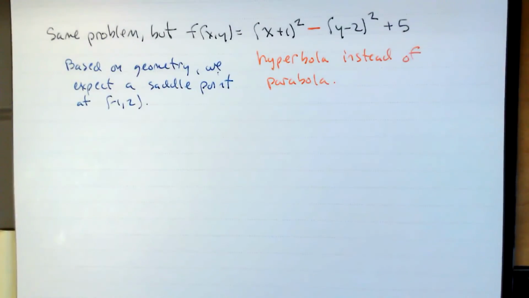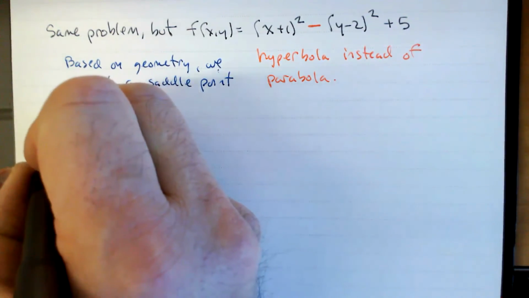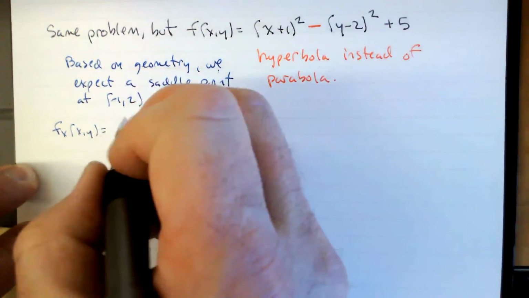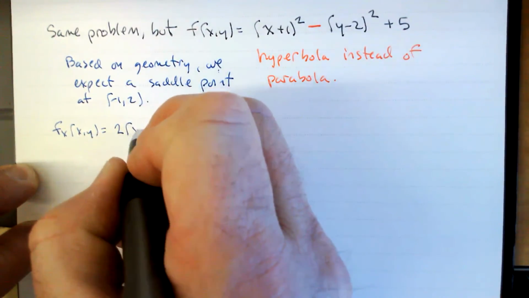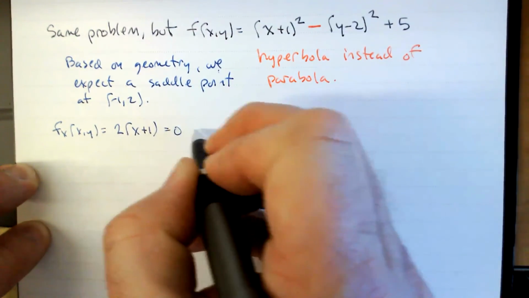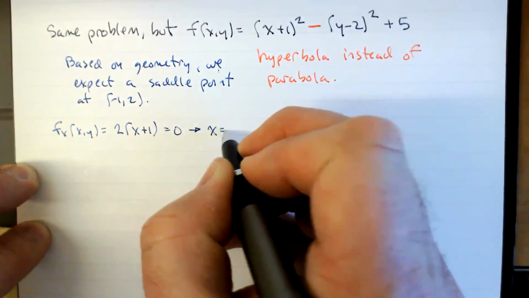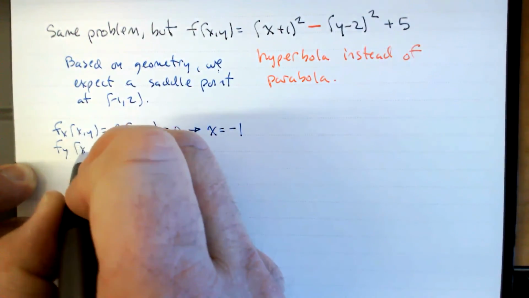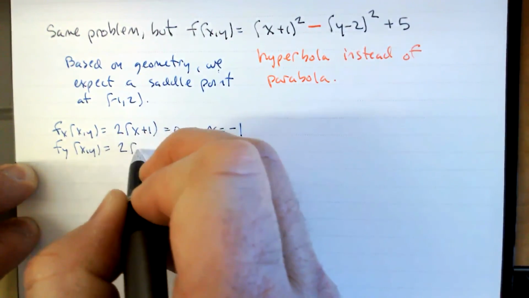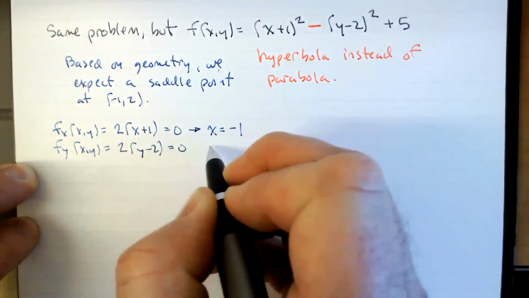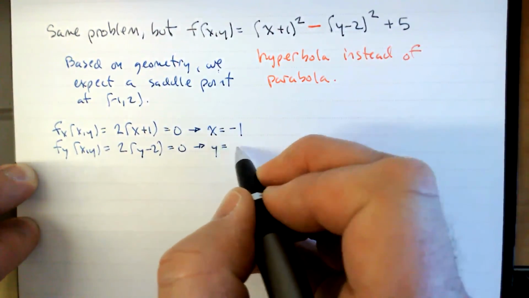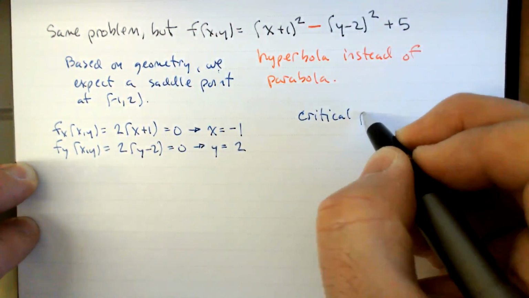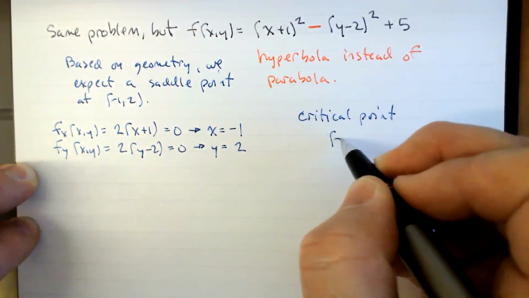Let's take derivatives. The derivative f_x at (x, y) will be 2 times (x plus 1) to the first. We set that equal to 0 and solve, and we get x equals -1. f_y at (x, y) is going to be 2 times (y minus 2). Set that equal to 0 and solve, and we get y equals 2. We have a critical point: -1, 2.